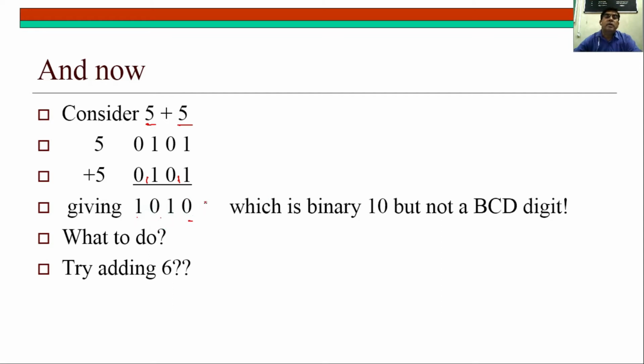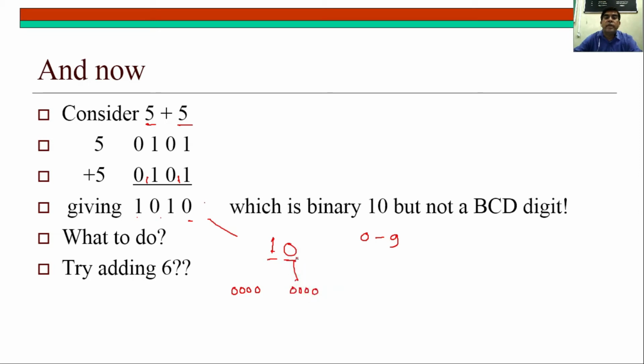What is this? I know it is 10. 1 0 1 0 is binary 10, but in BCD there is no 10. In BCD we have numbers from 0 to 9. 10 is a 2-digit number. So how to represent it in BCD? In BCD this would be represented as 1 as 0 0 0 1 and 0 as 0 0 0 0.